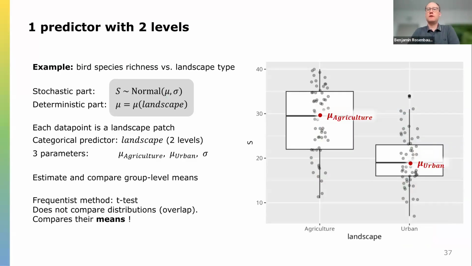So we want to estimate if there's a difference in bird species richness in agricultural sites and urban sites. In frequentist statistics, this would be a classical t-test, where you have 2 distributions and want to compare their mean, right? Just as a reminder, the frequentist t-test doesn't calculate if there's an overlap in distributions. It doesn't care if there's an overlap in distributions of the data. It only tests the difference in their means.